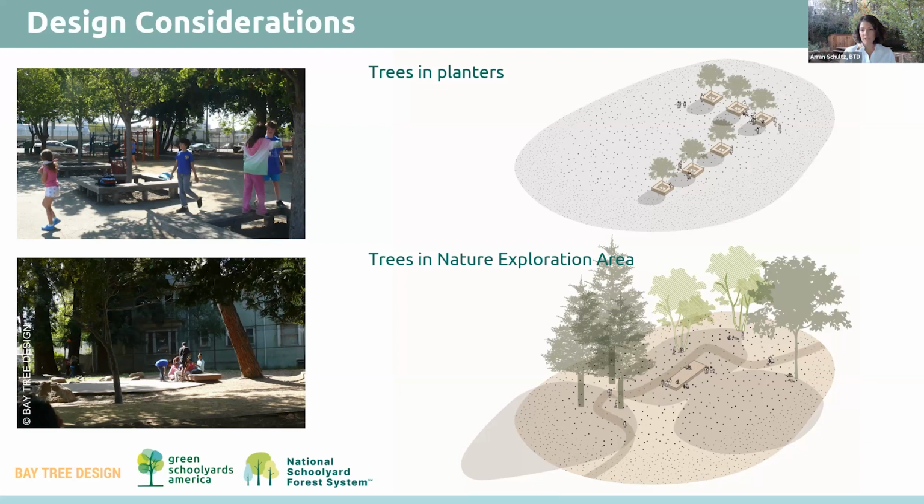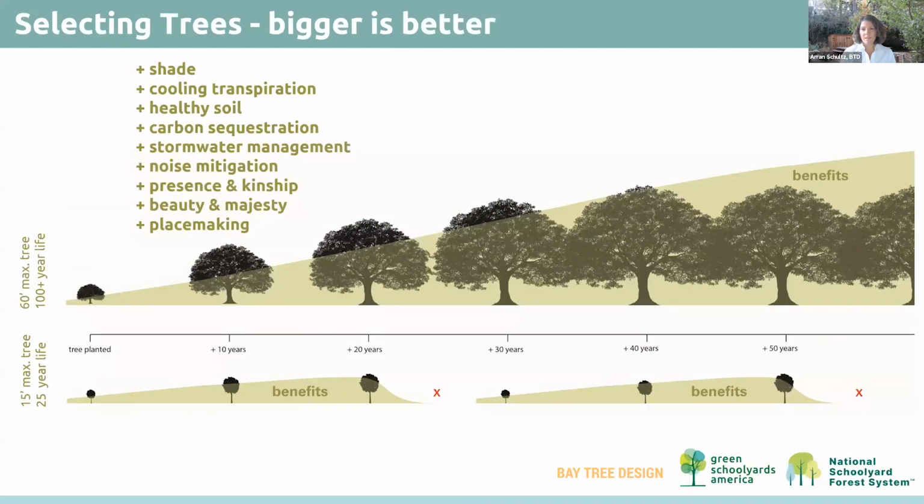The planter style trees do add to this canopy at the edges. However, if they were the only trees on the schoolyard, they do not provide the same level of benefits as those larger species planted in a forested area. A dedicated schoolyard forest has the opportunity to plant larger trees, and a campus is the perfect place to cultivate a tree that will grow and live and thrive for many, many years.